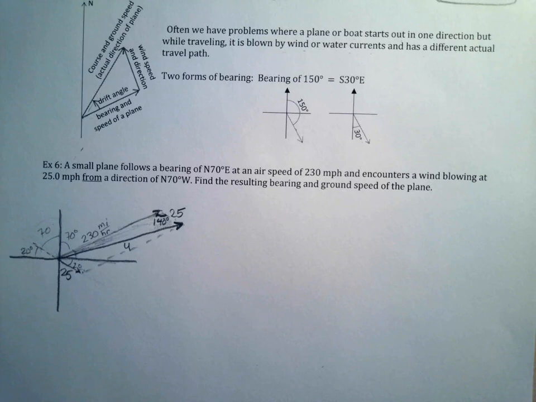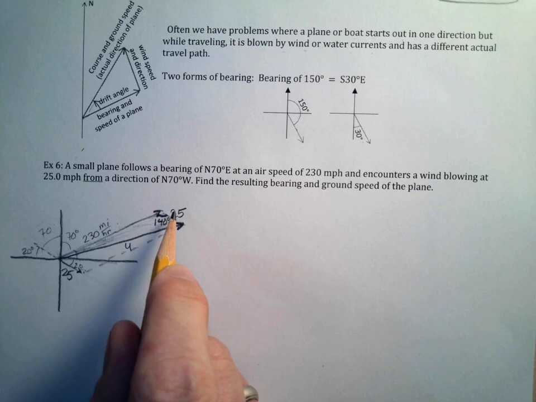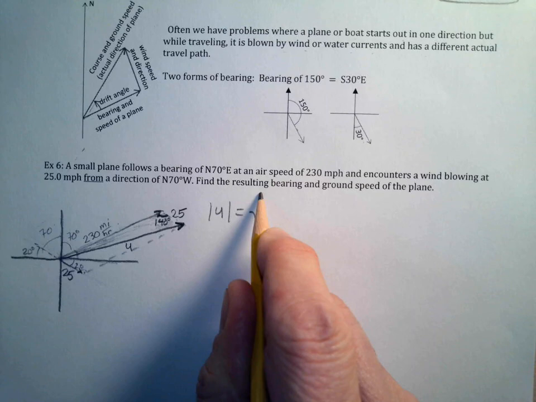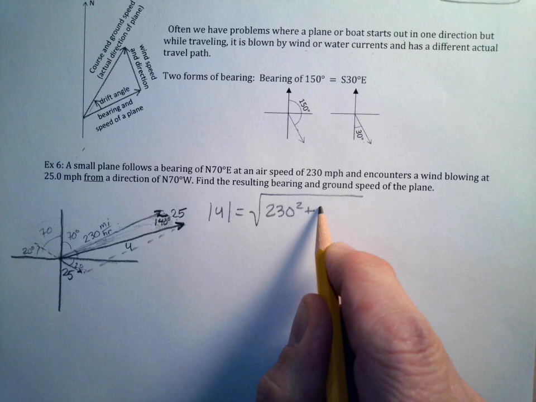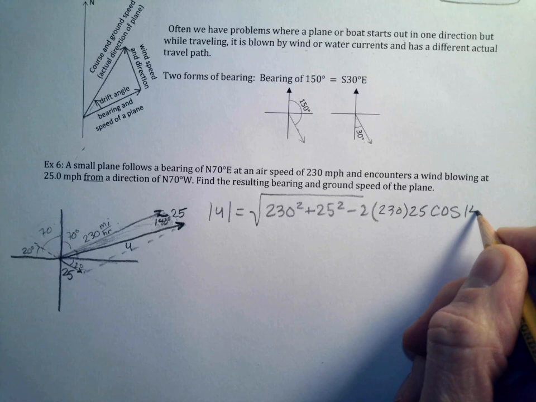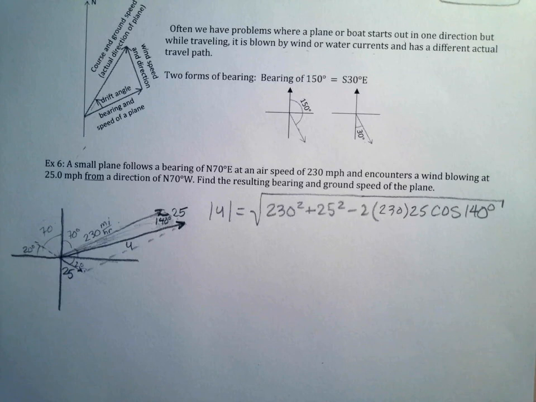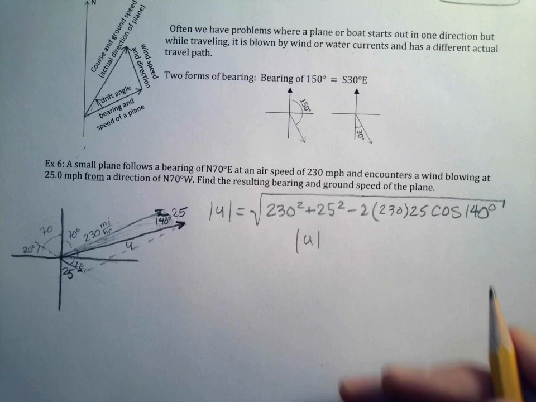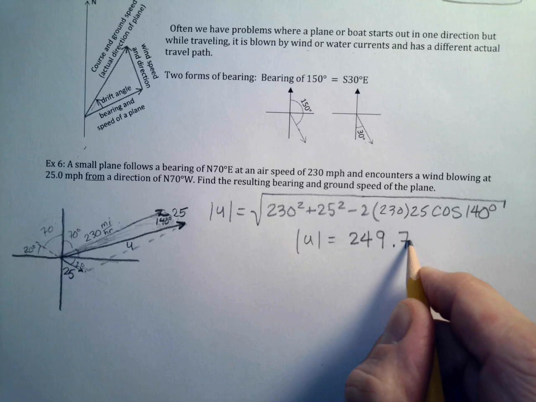Now in that triangle, I have a side, an angle, and a side, so we can use our law of cosines. We have 230 squared plus 25 squared minus 2 times 230 times 25 cosine of the angle between them, 140 degrees. When we put that into our calculator, we should get something like 249.7 miles per hour.